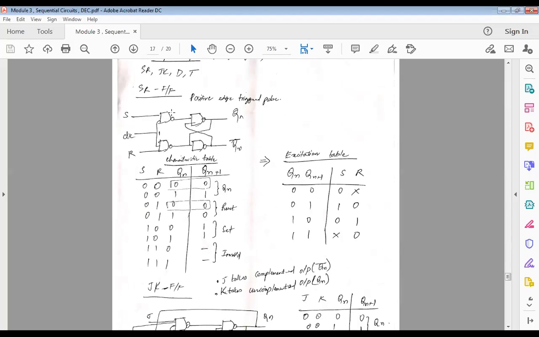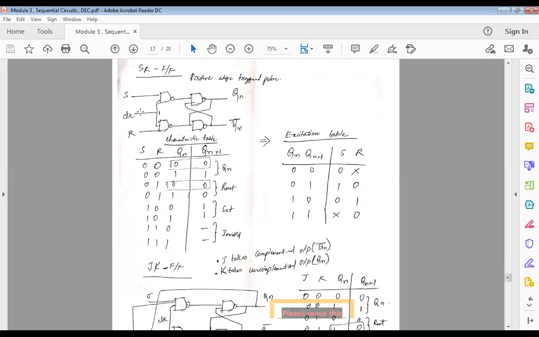Now see here, this is the configuration of your SR flip flop, where you have a set of NAND gates which are cross connected. I think all of you are aware of this configuration. Yes or no? Yes, sir. So here, if you can see, wherever there is 1, 1, we have an invalid state. And wherever it is 0, the output is 0. That's fine.